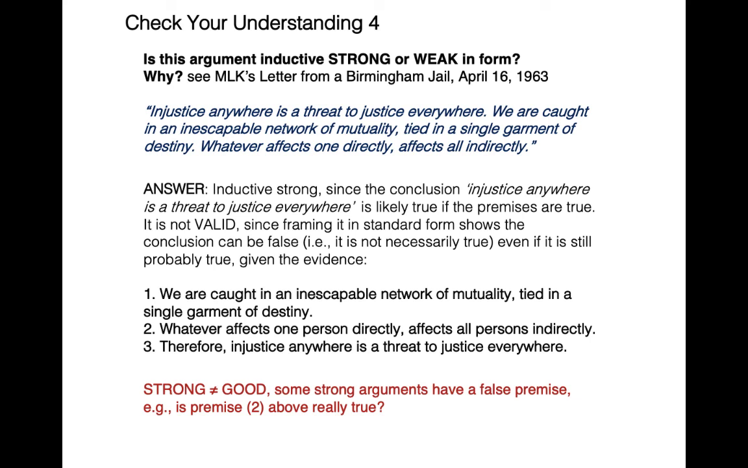assumptions he has, namely that we are inescapably caught in a network of mutuality. We're all tied in some single garment of destiny. He's speaking metaphorically, but he's saying all of our interactions are related. Second claim, whatever affects you directly affects everyone indirectly. I mean, that could be false, but if it's true, and we all are caught up in this mutual network of interaction, then an injustice in one place is going to be a threat to justice everywhere. Inescapable conclusion here.